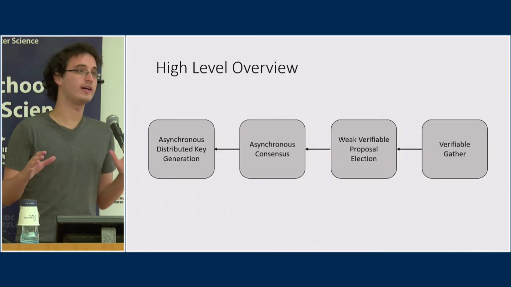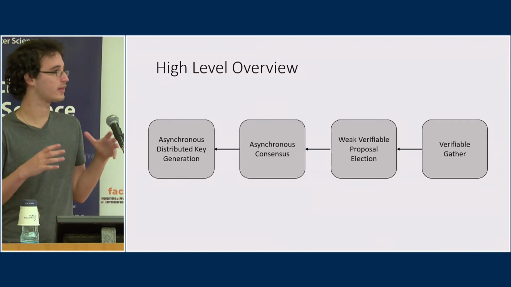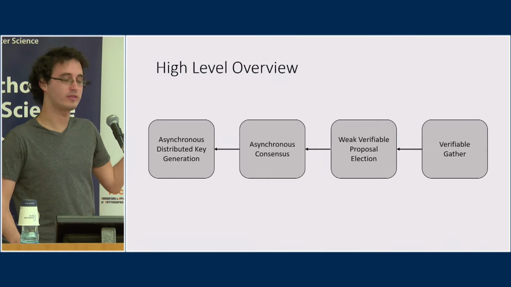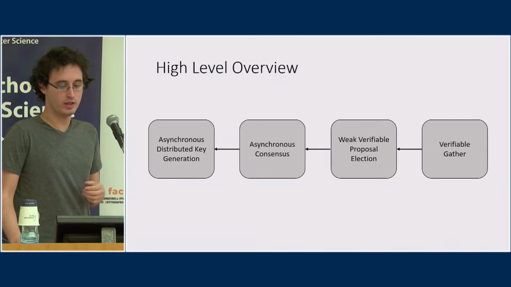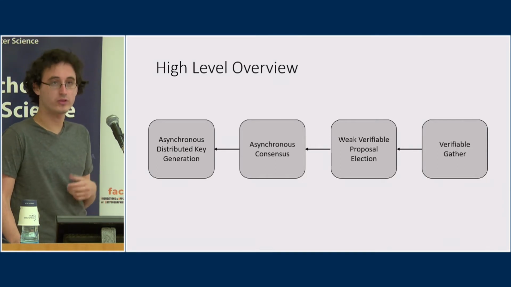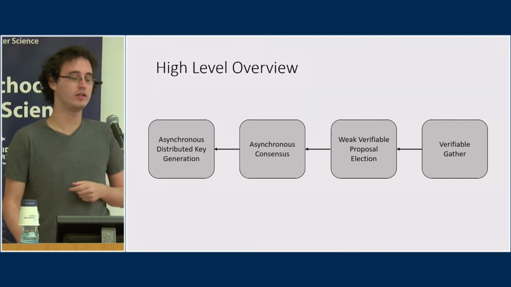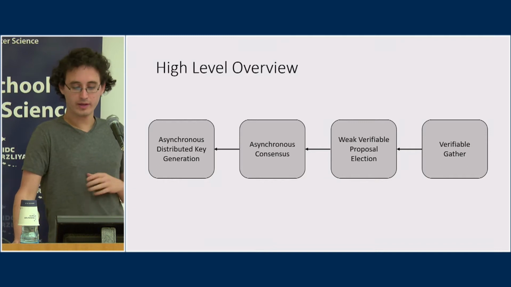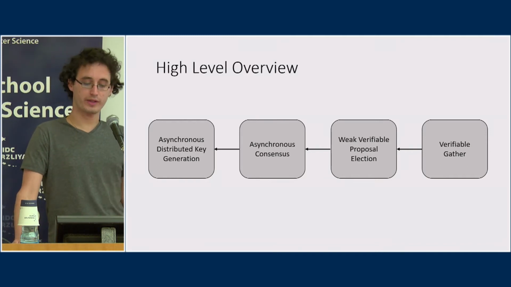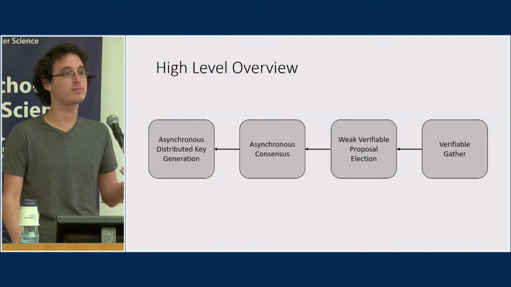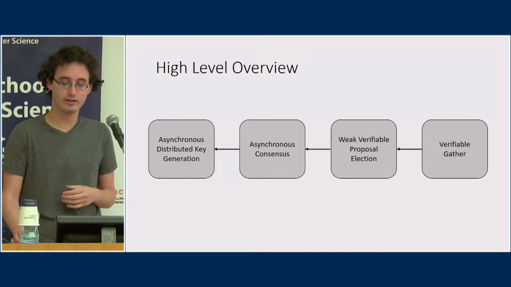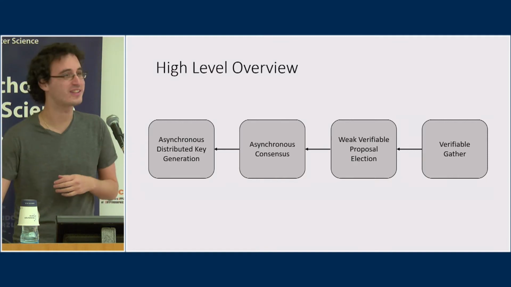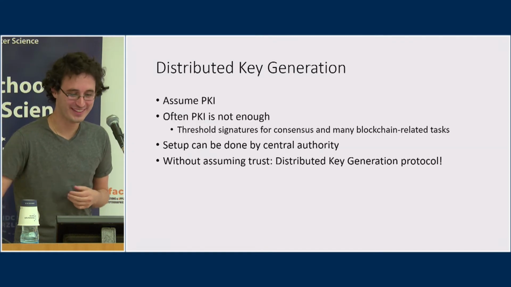So, at a very high level, our work has 4 major protocols. The first one is a distributed key generation protocol. We have a consensus protocol, a proposal election protocol, and a gather protocol. Each one kind of feeds into the next one, and we're going to talk only about the first 3: the DKG, the consensus, and the proposal election. And we're not going to talk at all about the gather. It's a cool protocol. Come ask me about it if you want later.